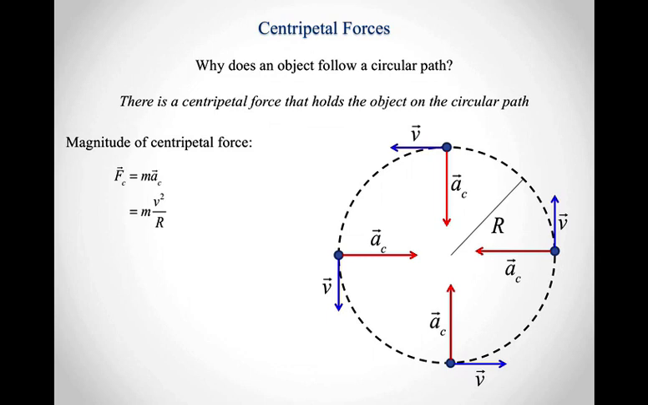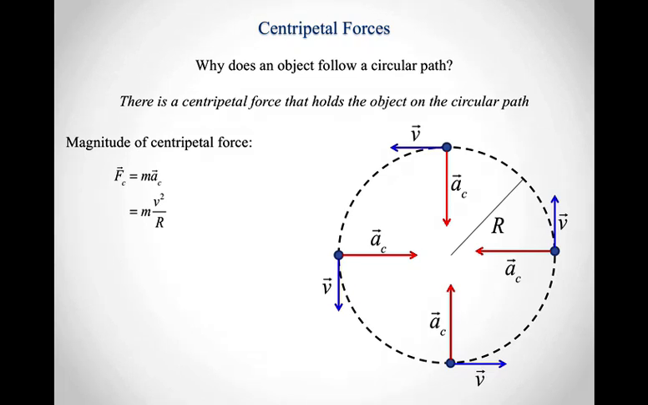We know forces are vectors. Just like any vector, we can think about its magnitude and its direction. So for the magnitude of the centripetal force, I can calculate it by taking mass times the centripetal acceleration. The centripetal acceleration is v squared over r, so speed squared divided by the radius of the circle. So the magnitude of the centripetal force is simply going to be mass times v squared over r.